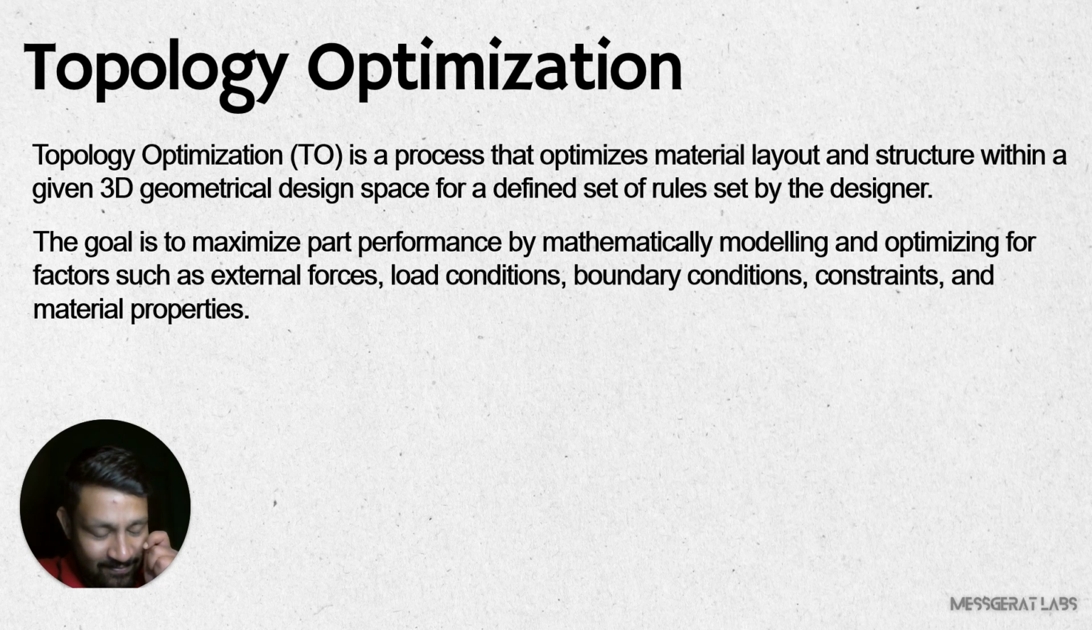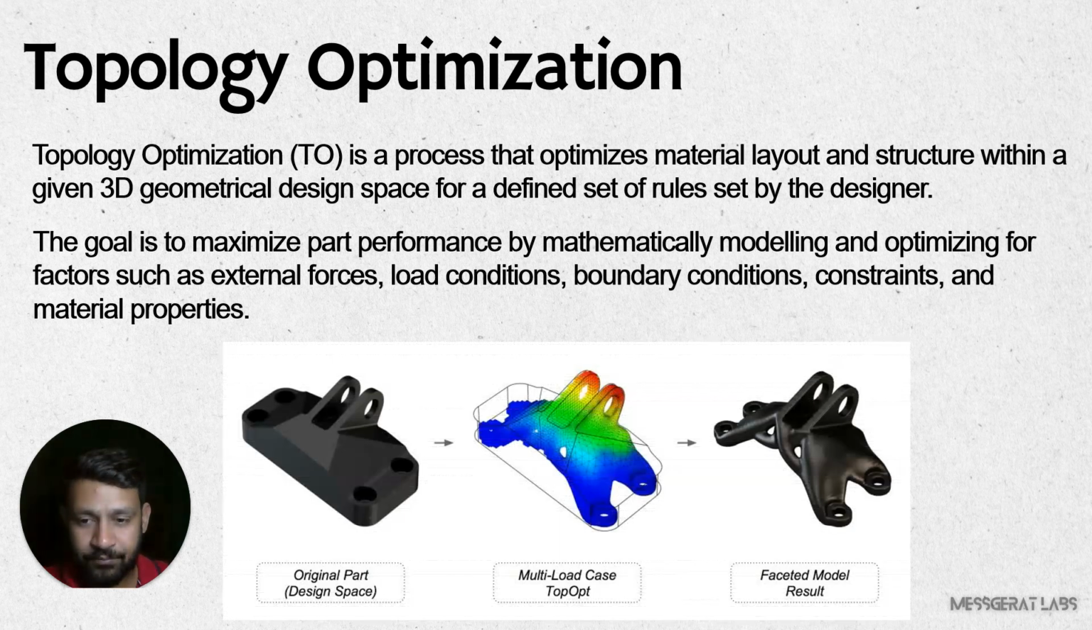Now, the goal while doing topology optimization is that we have to maximize the part performance. This part performance is affected by multiple factors such as the loading conditions, the boundary conditions, the constraints, and the material properties. All these factors together are fed into the software algorithm, and then it comes out with a particular design which you work on a bit, like smoothing and other things, and then the design is ready to be printed.